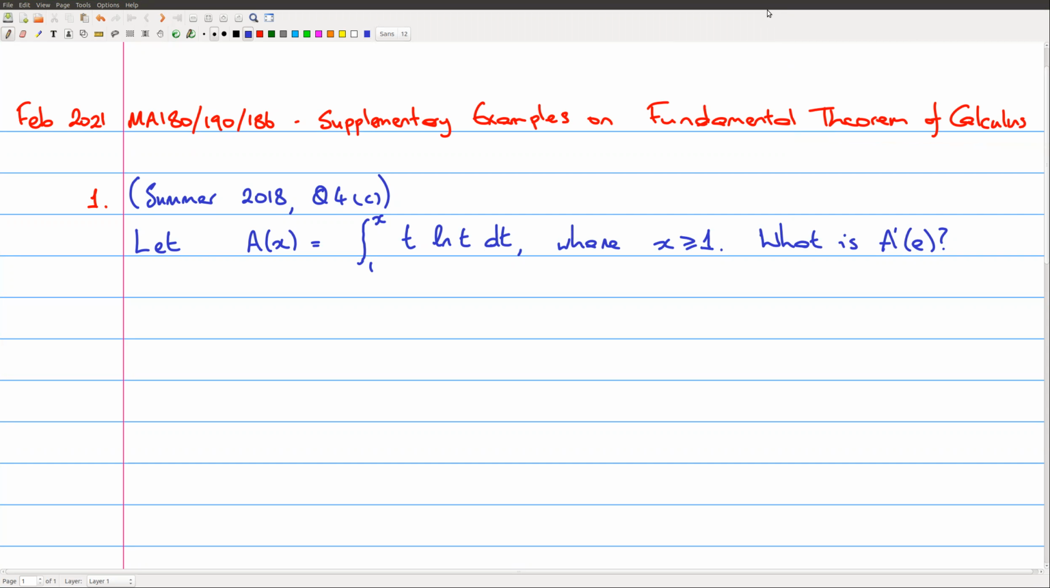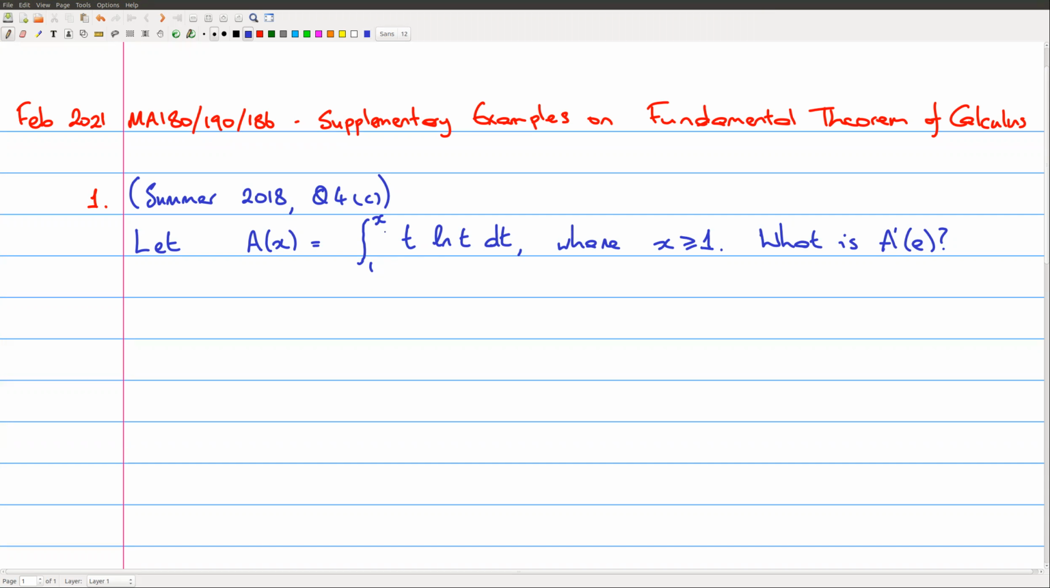Okay, so the first one, as it happens, comes from the 2018 summer paper in this course. And it presents us with this function a, and a of x is defined to be the integral from 1 to x of t log t. And it's defined for x greater or equal to 1, which means that basically the upper limit of integration is to the right of the lower limit. And our question here is, what is the derivative of a at e?